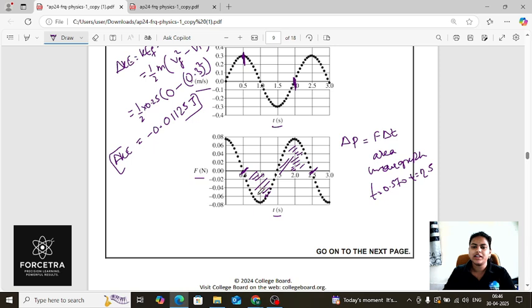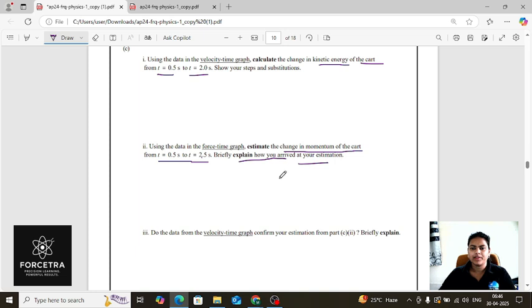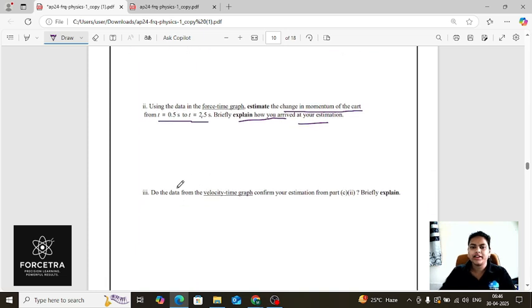If you see, this is a negative area and this is a positive area. So what is delta P, the change in momentum? Equal areas in opposite signs. This is positive, this is negative. So the change in momentum is 0.